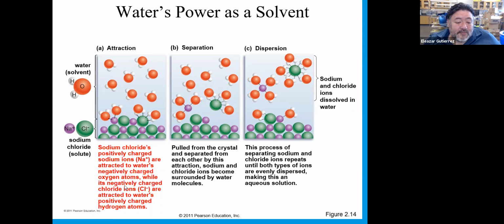Why is water such a powerful solvent? Well, here, let me move this out of the way. Here we're going to look at sodium chloride. We just finished covering that sodium chloride is an ionic compound. It's table salt, right? Positively charged sodium ions are attracted to the water's negatively charged oxygen atoms, while its negatively charged chloride ions are attracted to water's positively charged hydrogen atoms.